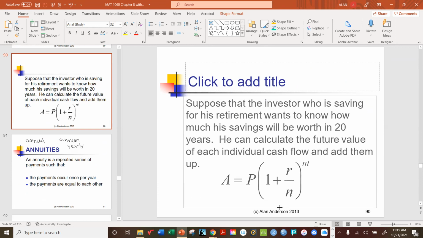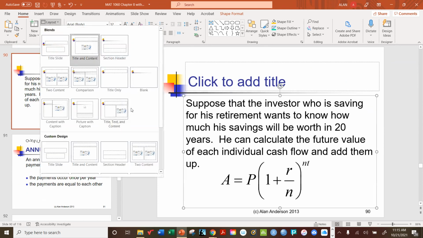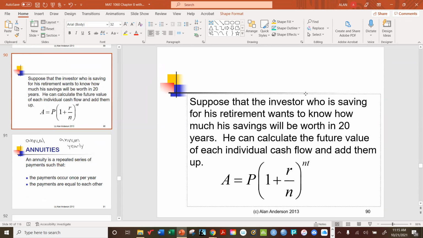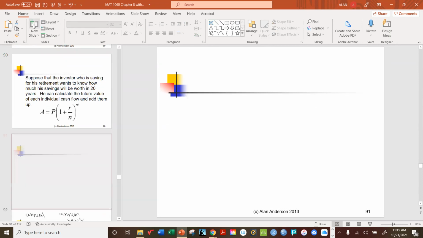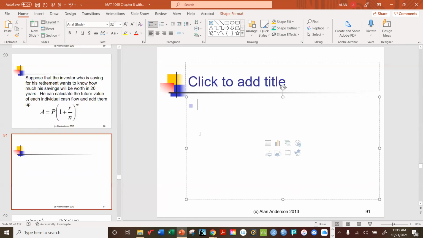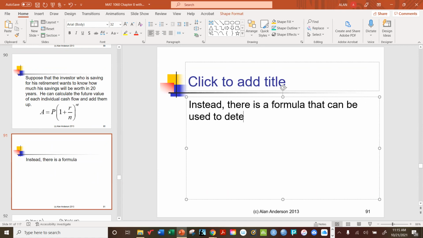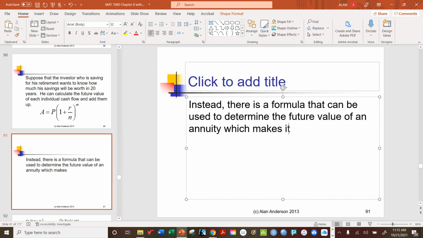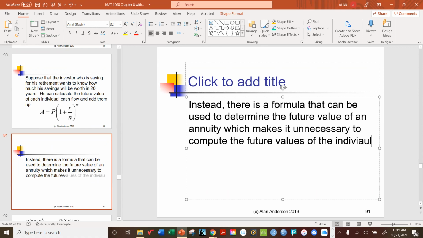So it turns out that there is in fact such a formula. So instead, there is a formula that can be used to determine the future value of an annuity, which makes it unnecessary to compute the future values of the individual cash flows.